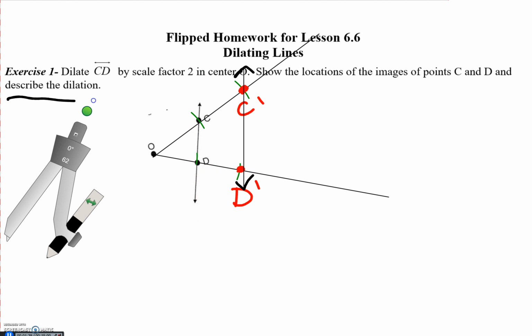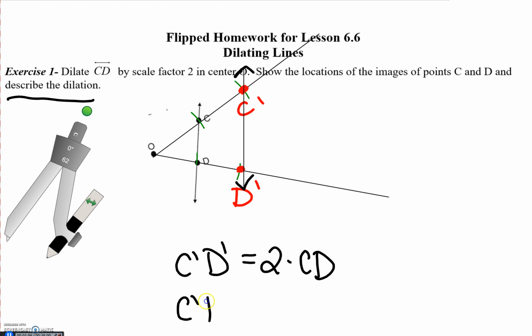So then it says describe the dilation. We should know that C prime D prime is equal to the scale factor, which is 2, times the original length. And also we should remember that C prime D prime is going to be parallel to CD.